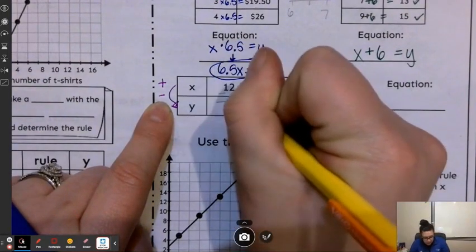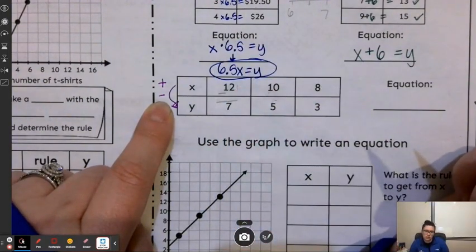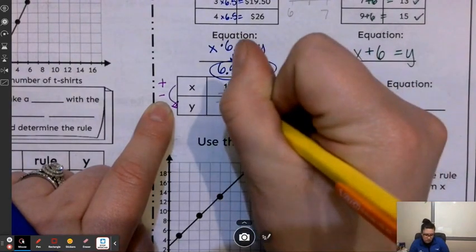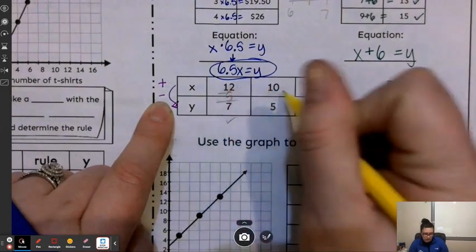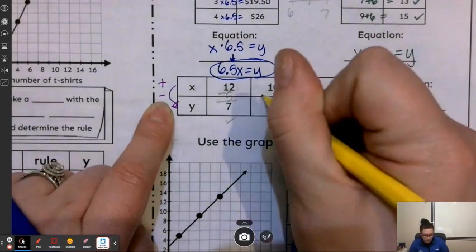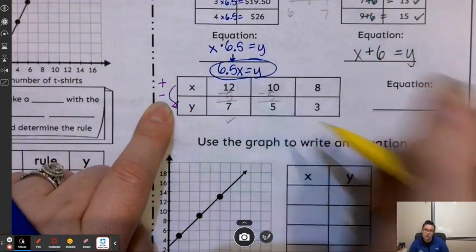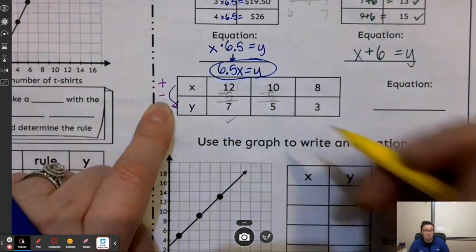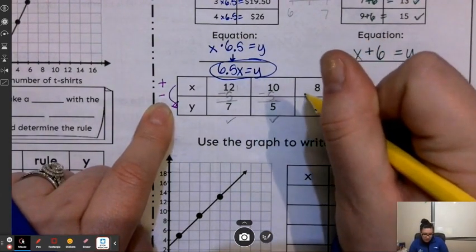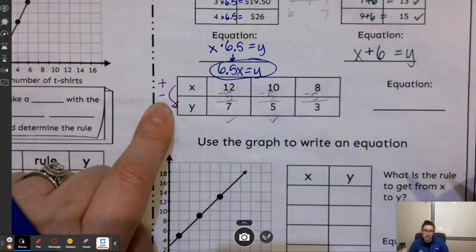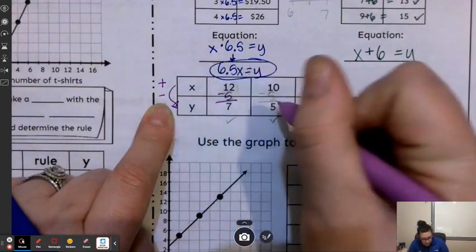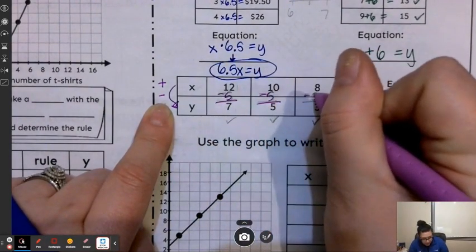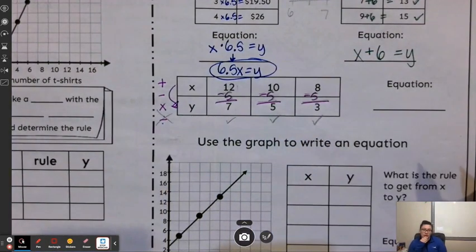12 minus what number would give me 7? 12 minus 5 gives me 7. That checks out. Let's see if it works the rest of the way through. Is 10 minus 5 equal to 5? Is 8 minus 5 equal to 3? It sure is. So on each one of these numbers, we're subtracting 5 from our x to get our y.